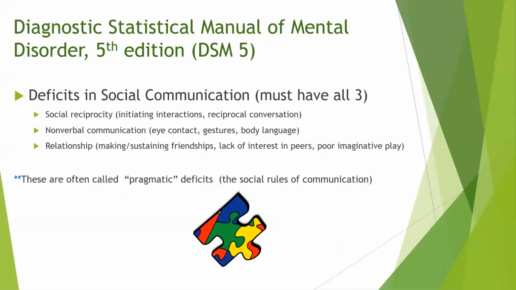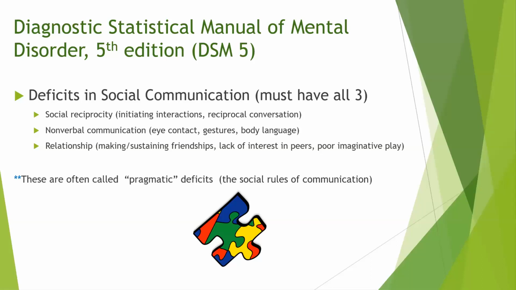Now, as I mentioned earlier, the DSM-5, the fifth edition, is what we refer to for the criteria when we make a diagnosis of autism. With the next two slides, I'm going to show you exactly what criteria we use when we make a diagnosis of autism spectrum disorder. The first bullet point you'll see on the screen is deficits in social communication. Deficits in social communication are assessed through three areas.